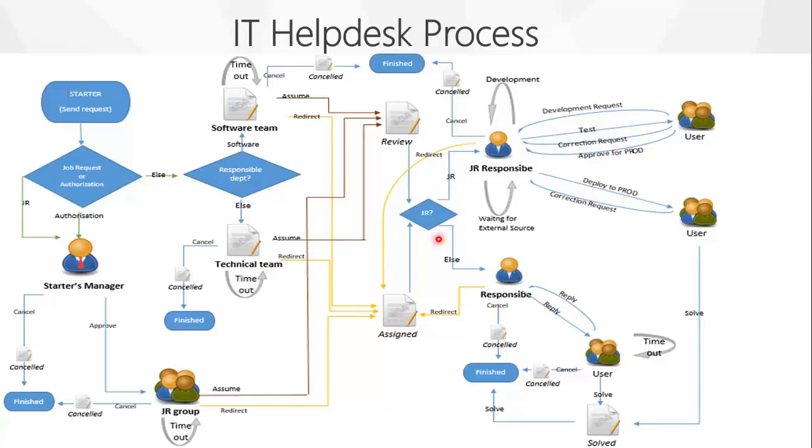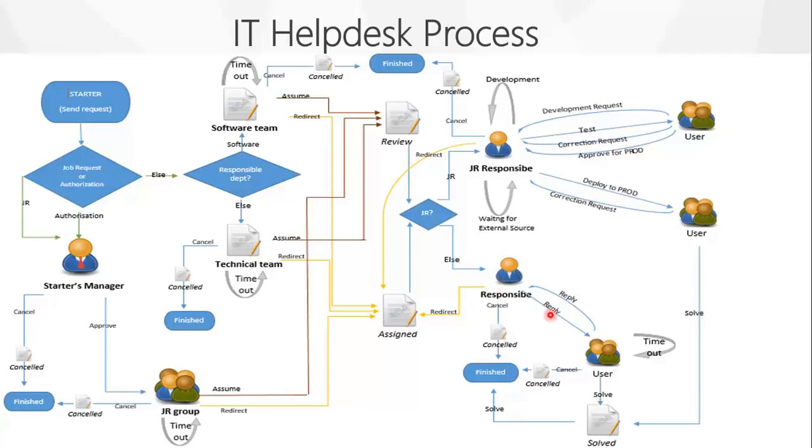Again, there's a double check to see if this is actually a JR job request, or in other words, a change request or something else. And again, this is a basic IT ticket. So it now gets routed to the responsible person who assumes the ticket and attempts to resolve the ticket.